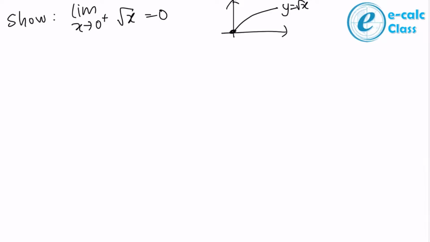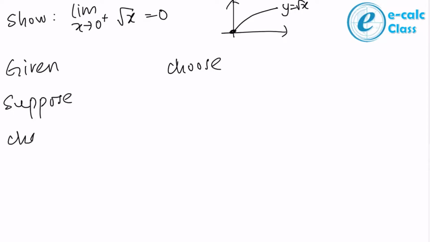Okay, so the template is very simple. The template is: given, choose, suppose, then check. Always remember that. So given what? Given epsilon greater than 0. It's always like that, always epsilon greater than 0, because epsilon is a very small positive number.